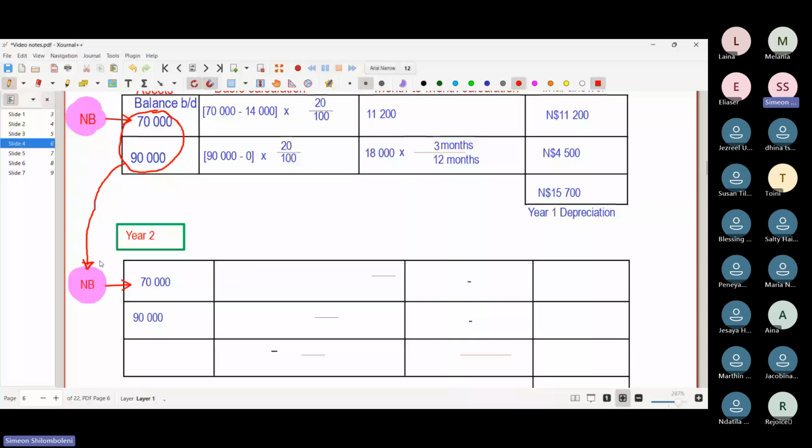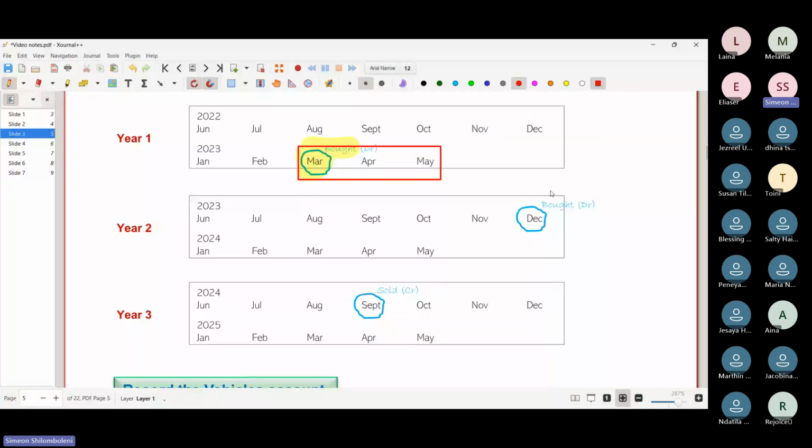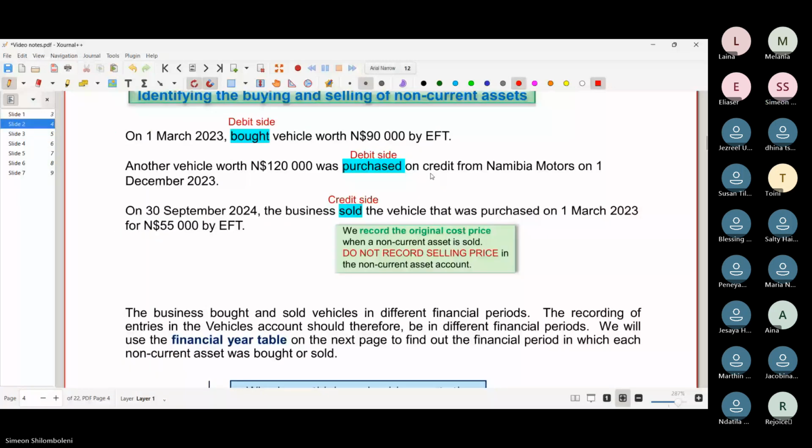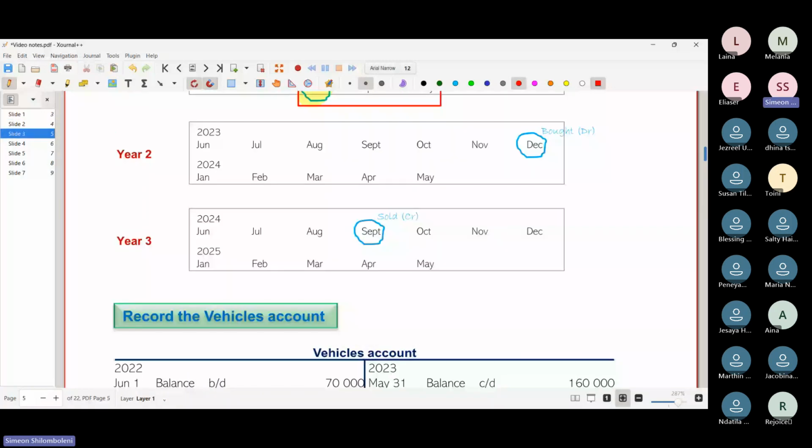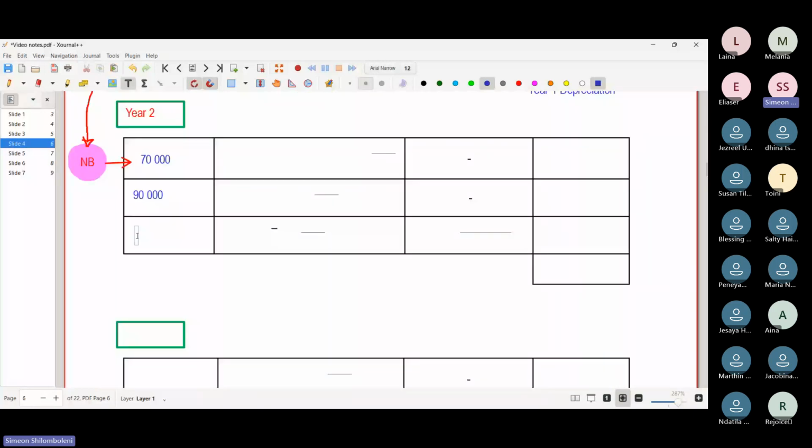Now we go to our information. Did we buy anything? Did we sell anything? We come to our year two, this financial year table. We already did it in video one. We bought something in December. We just need to find out how much did we buy in December. Another vehicle worth 120,000 was purchased on credit from Namibian Motors on 1 December, so it's 120. So the cost price that we have here is 120. So you can see all the information have been brought down.